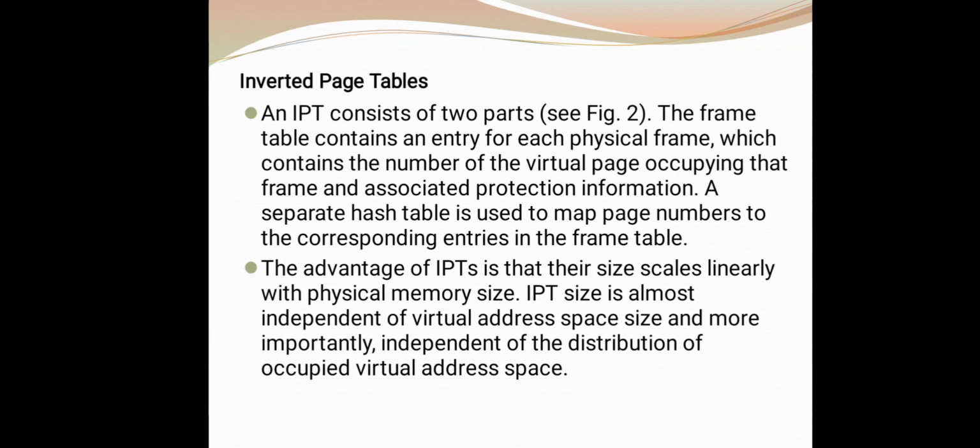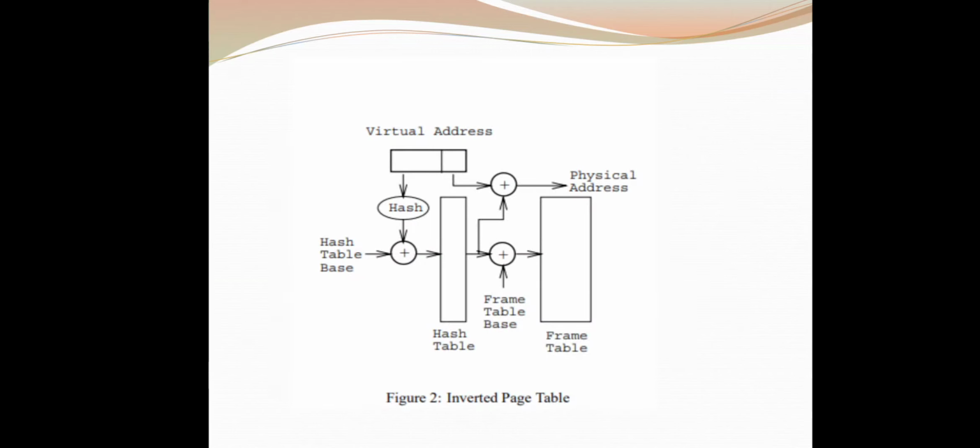Inverted page tables. An IPT consists of two parts. The frame table, occupying the frame and associated protection information. A separate hash table is used to map page numbers to corresponding entries in the frame table. The advantage of an IPT is that its size scales linearly with physical memory size. IPT is almost independent of virtual address space size and, more importantly, independent of the distribution of occupied virtual address space. This diagram shows the virtual address in the inverted page table technique.